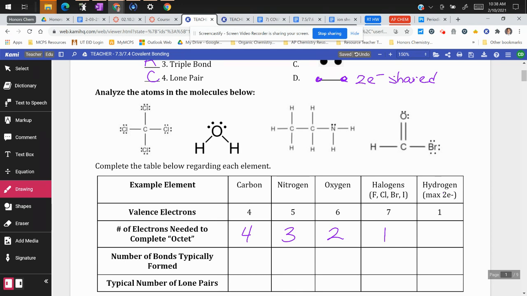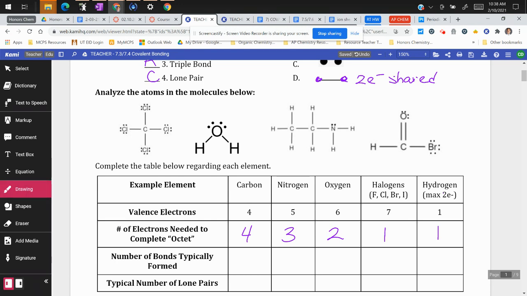I included hydrogen here because hydrogen's a special one. We'll discuss the reason why in a little bit, but hydrogen can only have 2 electrons in its valence shell. So even though I'm going to use the word octet here, a full valence shell for hydrogen is not going to be 8 electrons, but 2 electrons. So hydrogen has 1 valence electron already. It needs 1 more to complete its valence shell for a total of 2 valence electrons.